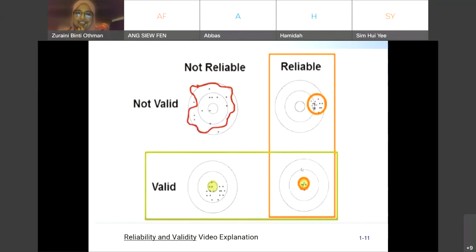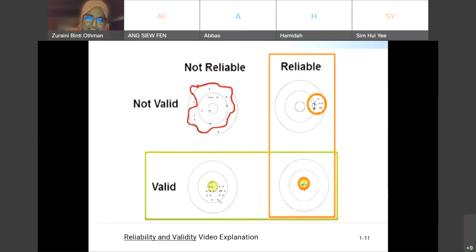And this is reliable and valid, which means the points are closer to one another and on the target. This is reliable and valid. And this is valid, but not reliable, which means it is closer to the target, but the points are quite separate from one another. The distance from one to another is far. Okay.